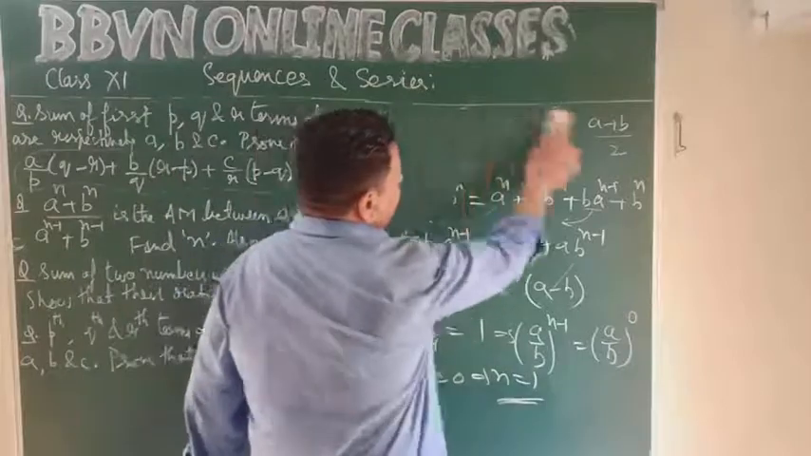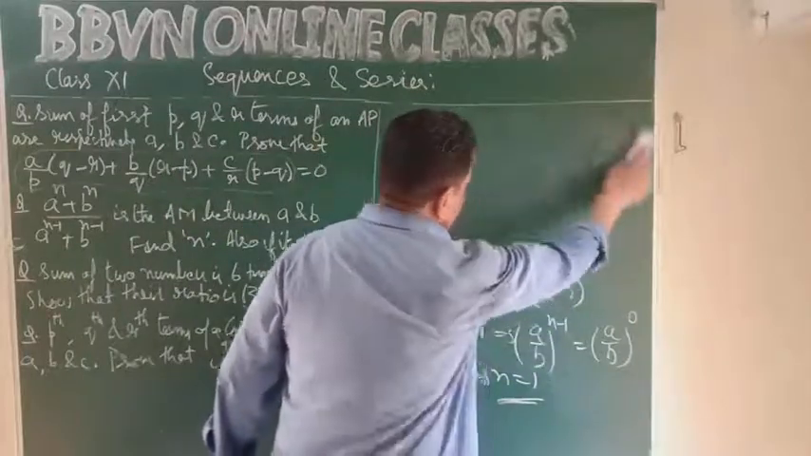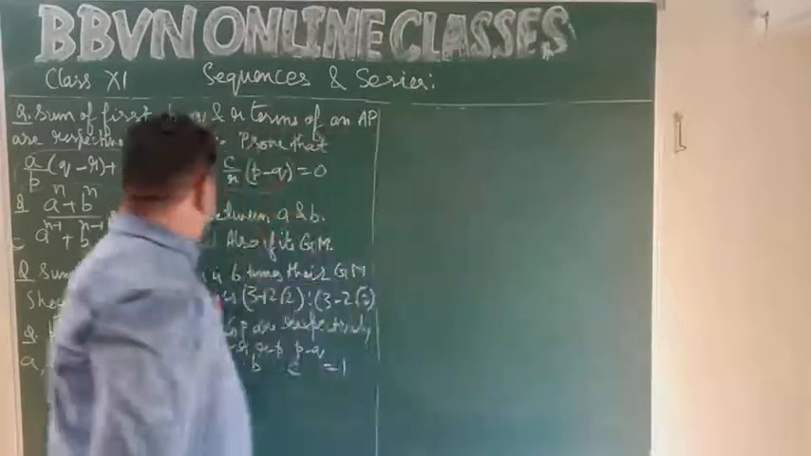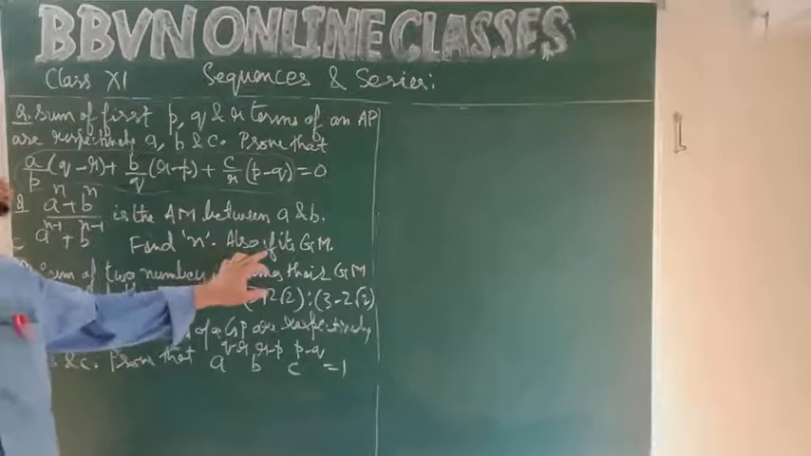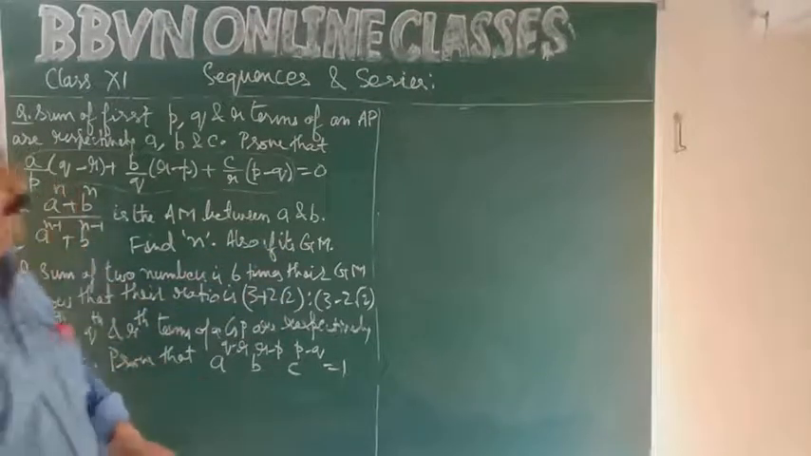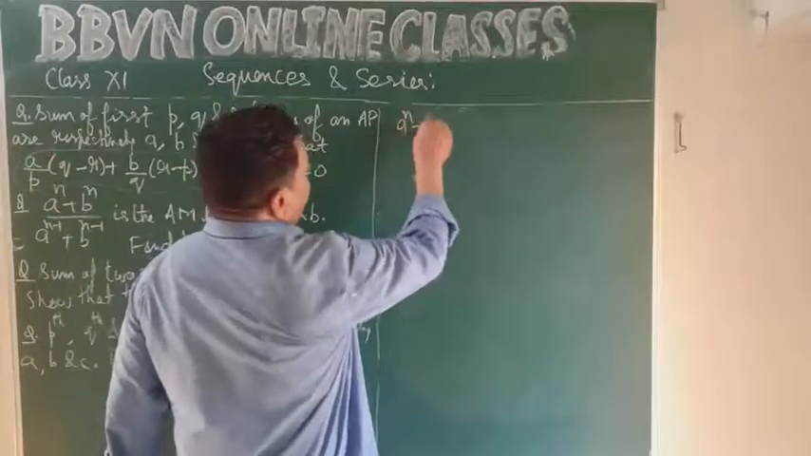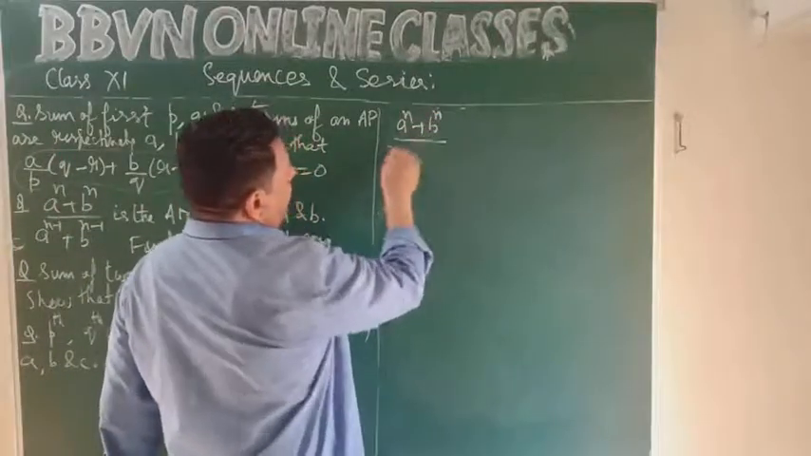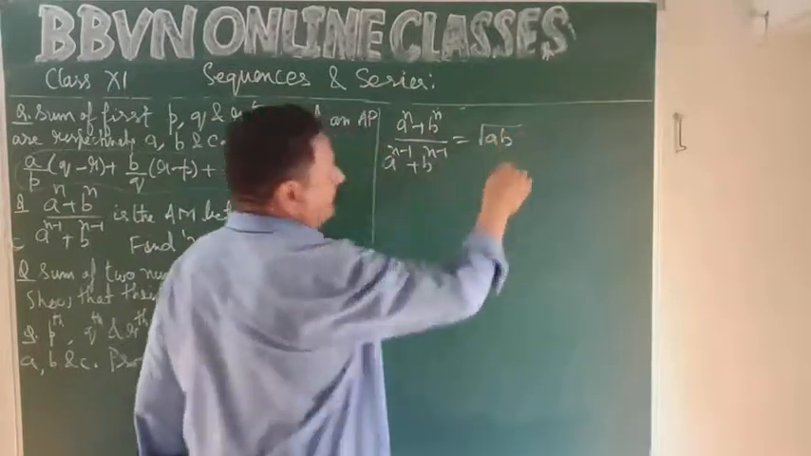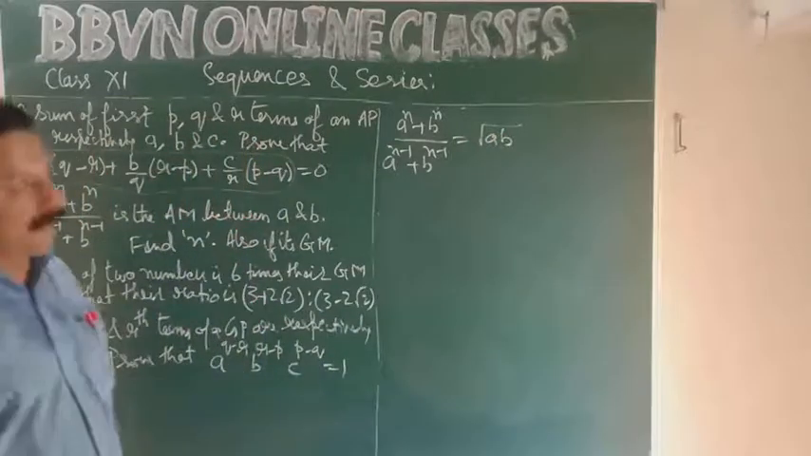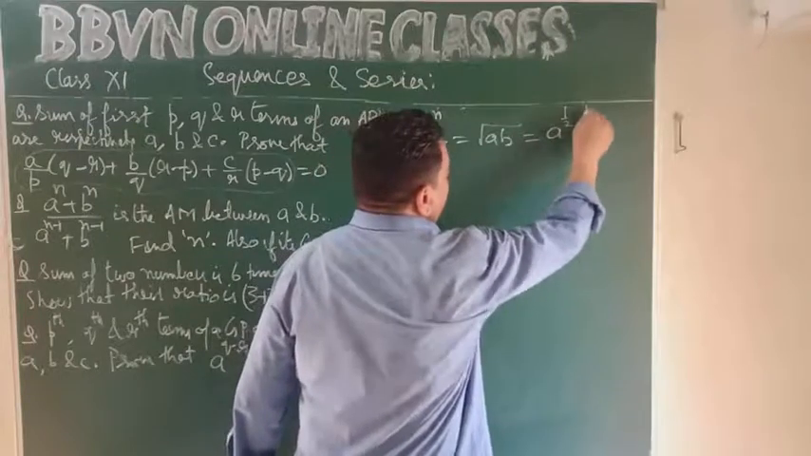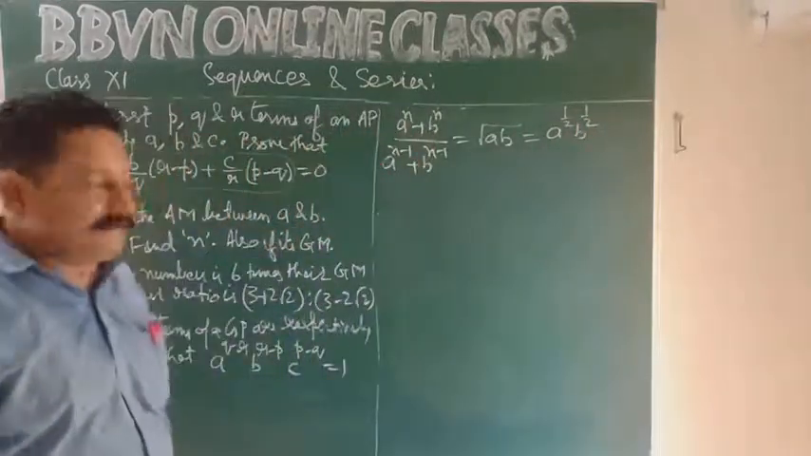Okay, the question says find the value of n if the same expression is the geometric mean between a and b. Find n. Also, if it is the geometric mean. This is not arithmetic mean now, it is geometric mean. So a power n plus b power n upon a power n minus 1 plus b power n minus 1 is equal to under root ab. The geometric mean between a and b is under root ab. Under root ab is nothing but a power 1 by 2 into b to the power 1 by 2. Square root means power half.